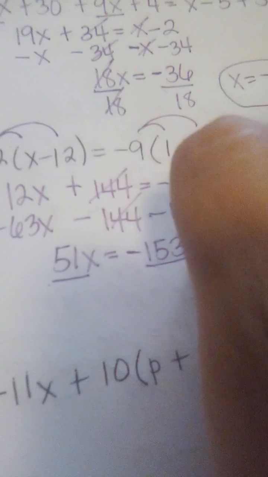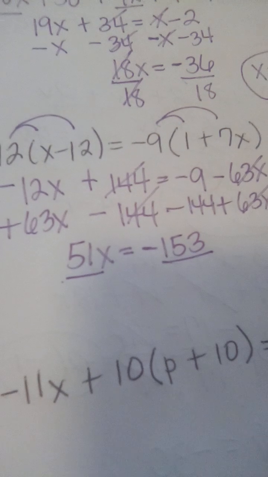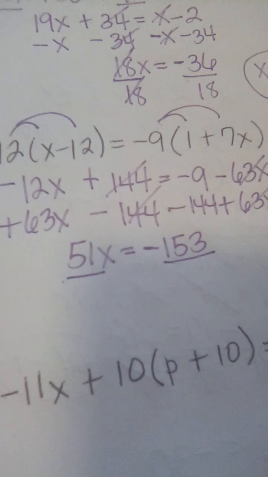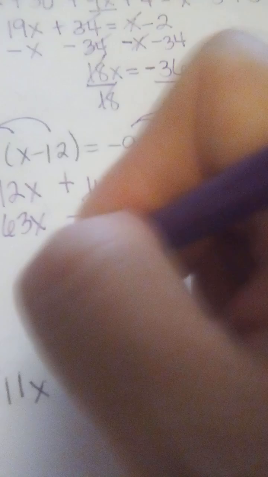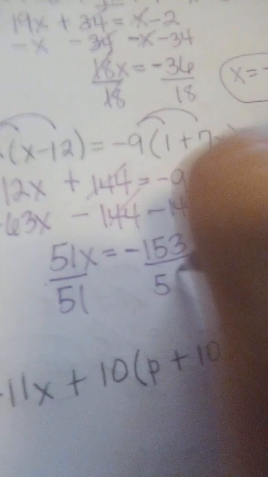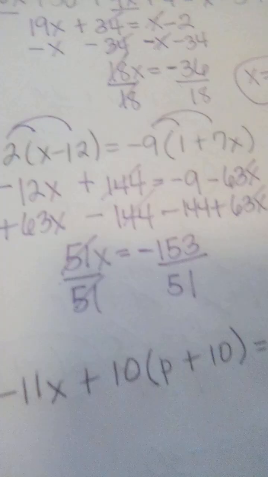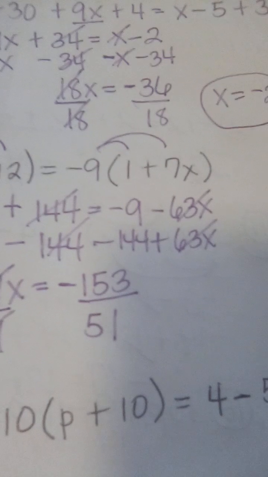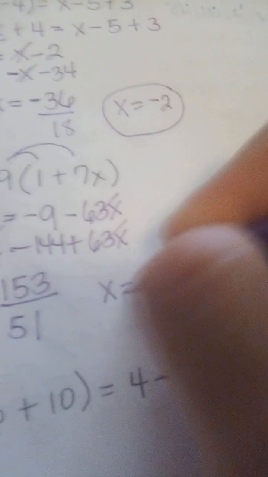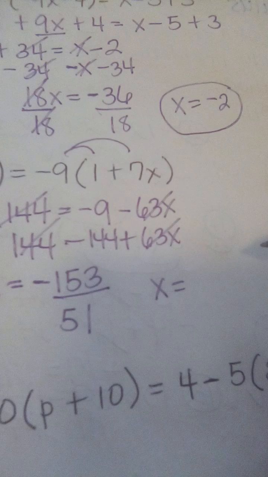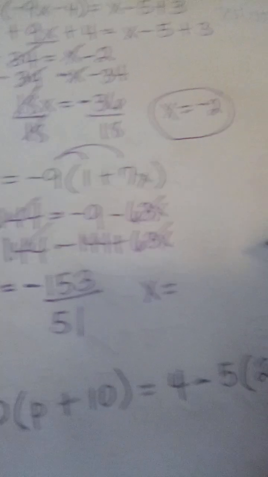Then which number do we divide by? The 51 or the negative 153? The 51, right? Cross out the variable on the other side. We have a negative 153 divided by a positive 51. That gives, I believe, negative 2.